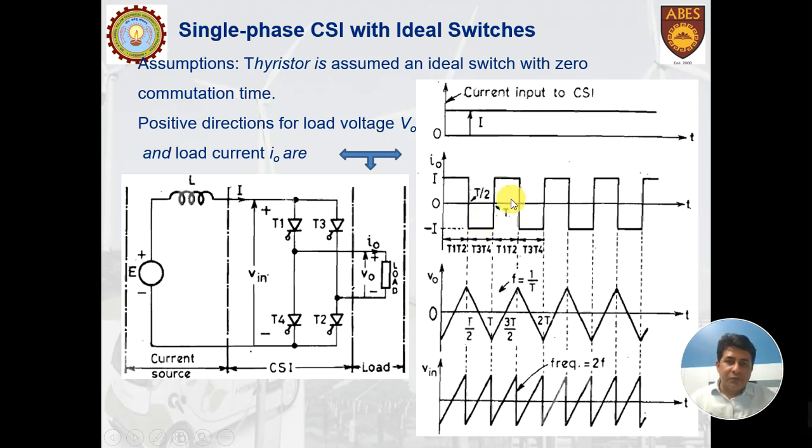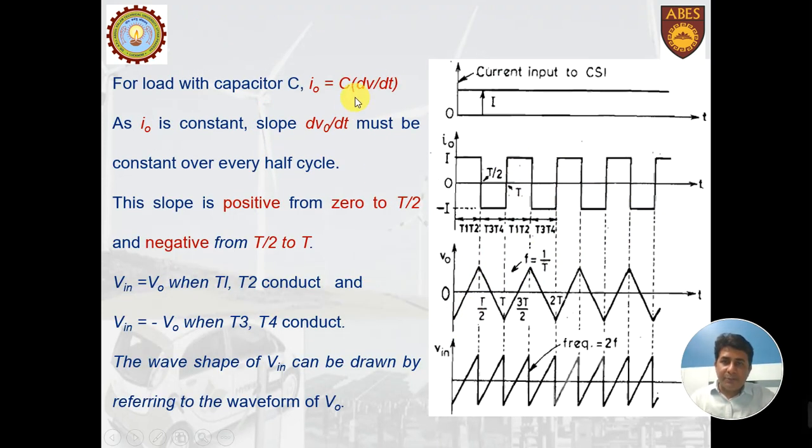Now if you keep on switching these two pairs, T1 T2 and T3 T4, alternately, you will get this type of output current. Now let us see what happens to the voltage. Let us for the time being consider that the load is capacitive. Now if the load is capacitive, the current I naught is given by the relation I naught equals C dV by dt. Because it is a current source inverter, I naught will be constant. So if I naught is constant and C is constant, the change in voltage dV by dt should also be constant.